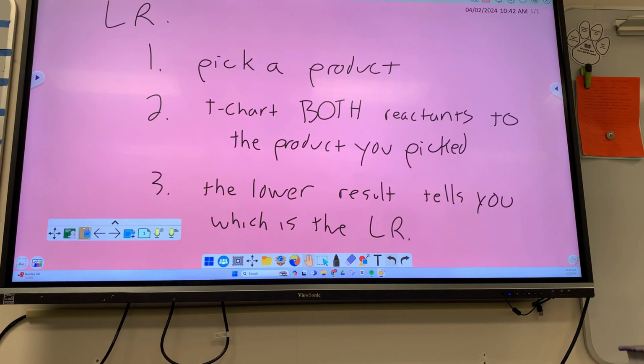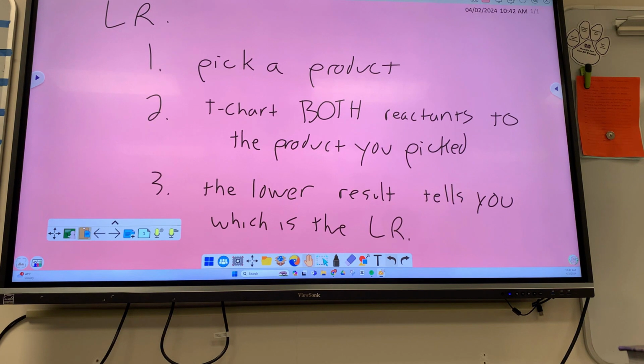Step one is pick a product. Now, in the example that we just did, that was really easy, because there was only one product, we had to pick water. We're going to talk about in a second how you may make a better choice if you have more than one product.